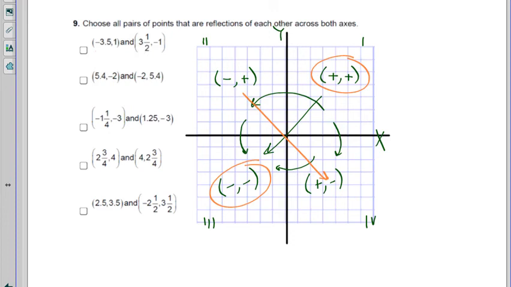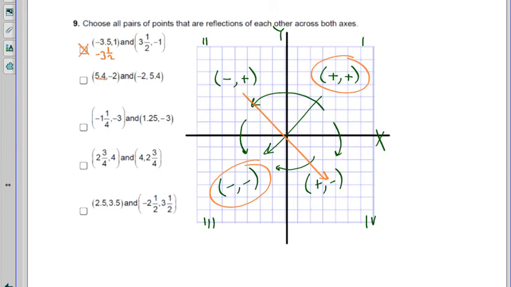So for my first one, I have a negative 3 and 5/10, 1. So the 1 is the same, and negative 3 and 5/10 actually is the same as 3 and a half. So that's the same. Then I've got to ask myself, what's happening to the signs? Did the signs of both numbers change? Well, this was a negative 3 and a half, and I went to a positive 3 and a half. And 1 went to a negative 1. So that one looks like it fits the bill. Let's look at the next one.